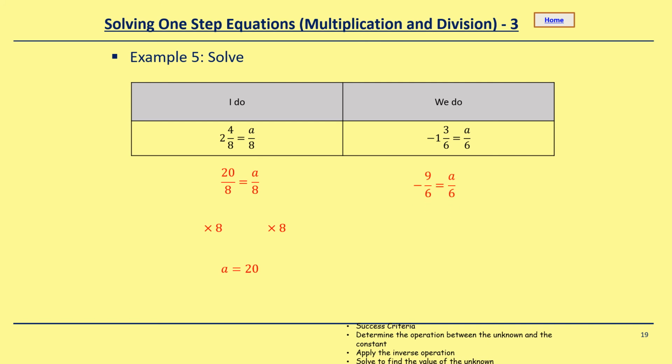You should have got minus 9 over 6 equals A over 6, times by 6, so A equals negative 9. Okay, so the answer there was A equals negative 9.